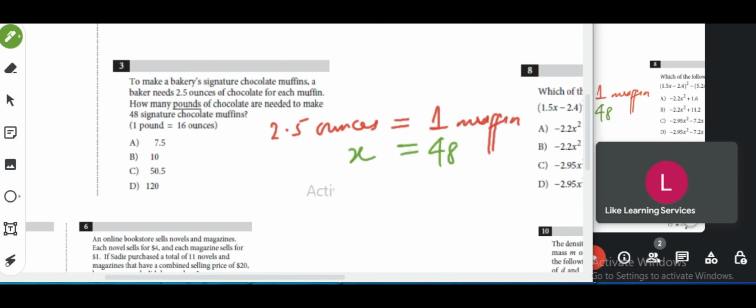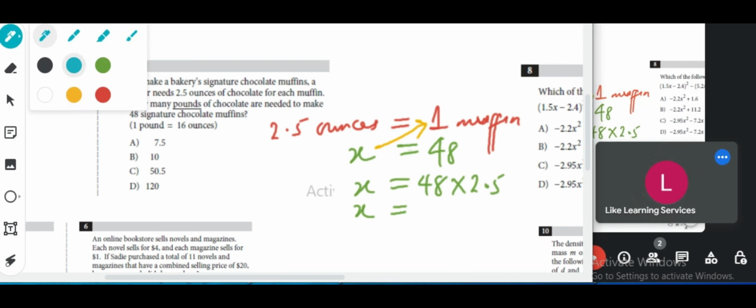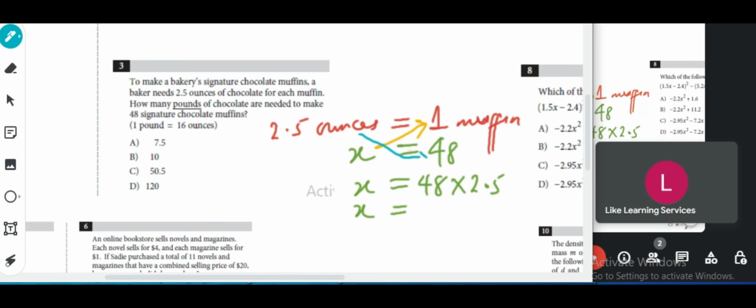When you cross multiply, this times this is x, then the other one times the other one, 48 times 2.5. That's what I mean by cross multiply. Is that clear? Yes. Cross multiply means one multiplies the other, and the other multiplies the other. That's what cross multiplication means.